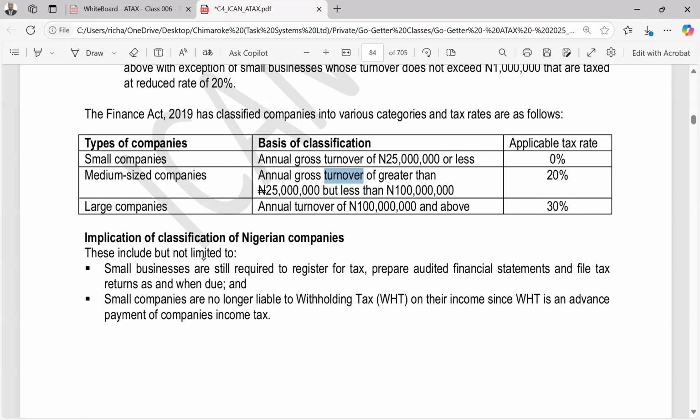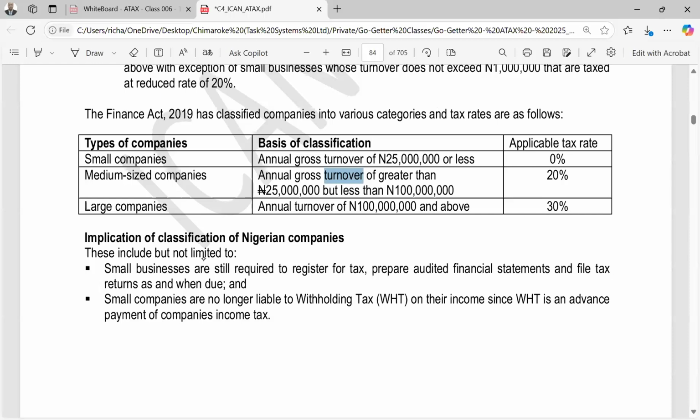Small businesses are required to register for tax. So you have to get your FIRS team, perhaps your State Internal Board of Revenue team. You are still going to prepare audited financial statements. Although for small businesses, you have management accounts without having audited financial statements, you can still file it because you're not obligated to hire an auditor. You will still file your tax returns when due.